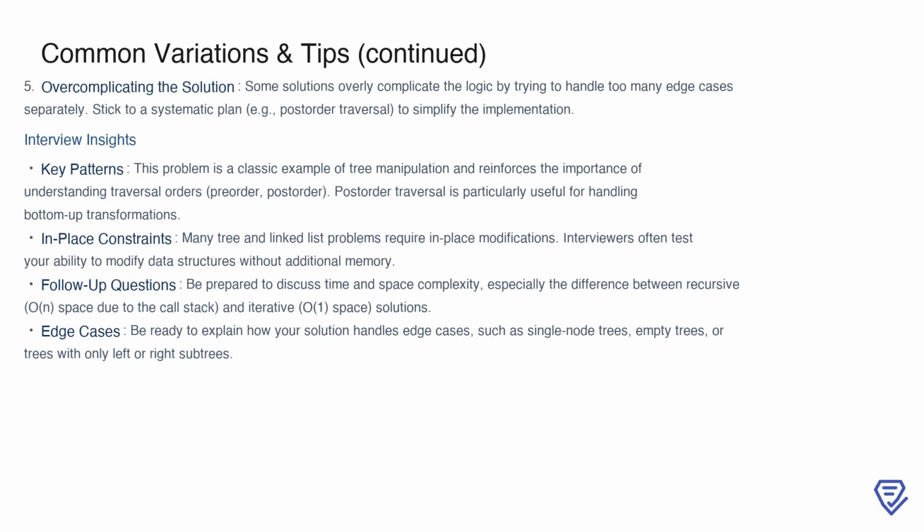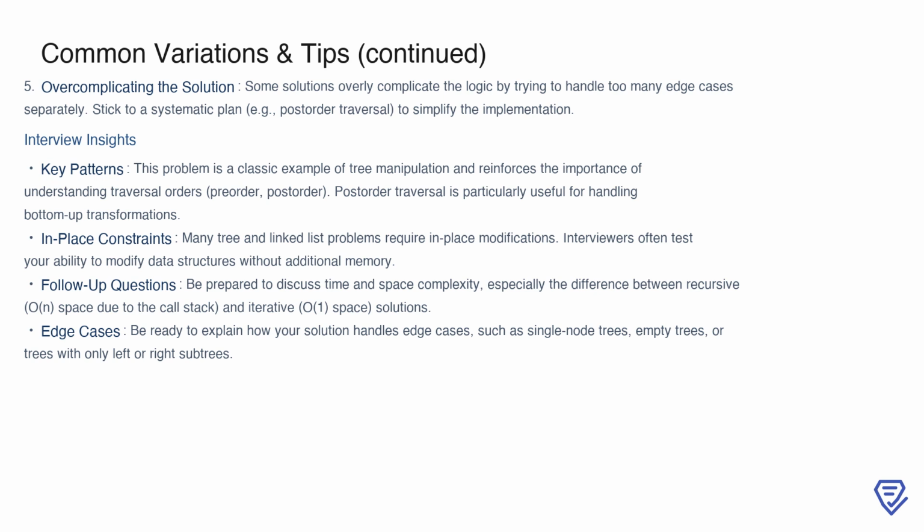From an interview perspective, this problem is an excellent test of tree manipulation skills, particularly understanding different traversal orders such as pre-order and post-order. Post-order traversal is especially useful for problems like this, where bottom-up transformations are needed. It's also a great opportunity to demonstrate your ability to handle in-place constraints, a common requirement in both tree and linked list problems.